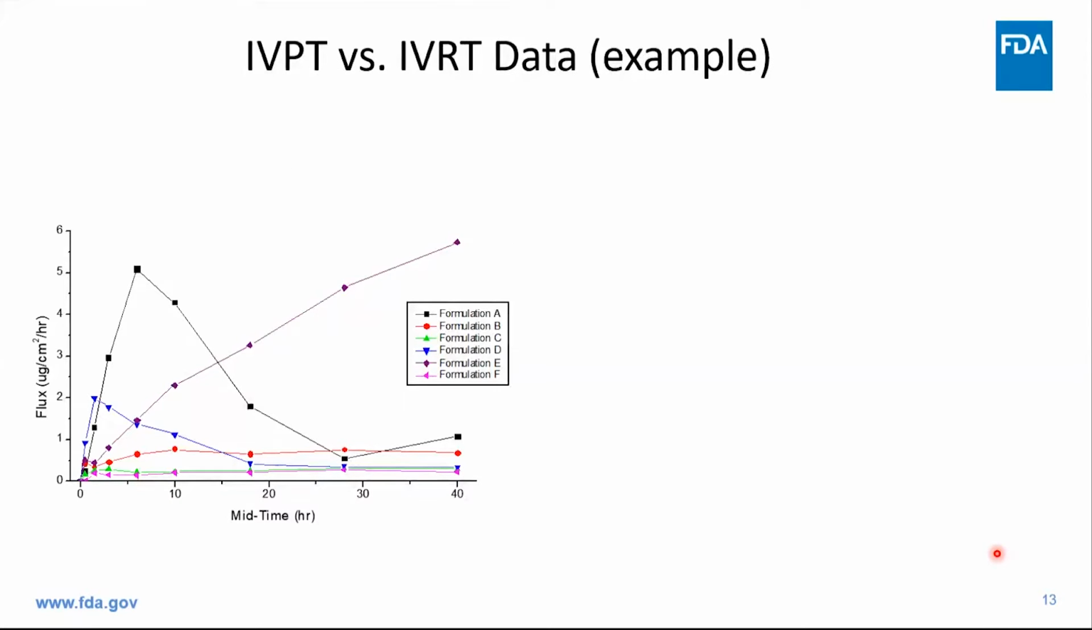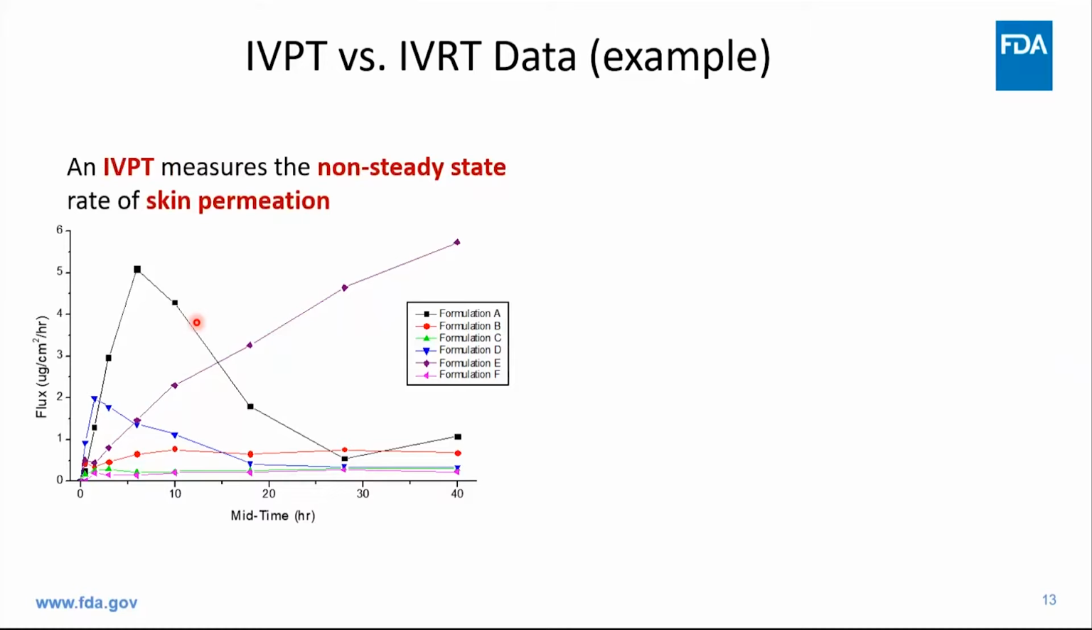Now, here is an example of results from an IVPT study, in this case showing the flux, being the rate, comparing different formulations. And the metamorphosis of these formulations is different, and that's what creates these different flux profiles. Here, flux is a rate, so that's like saying 10 miles per hour, 20 miles per hour, 30 miles per hour. This is a constantly changing rate. It's dynamic. It's not steady state kinetics. And that's important to understand, that IVPT is clinically relevant and measures the non-steady state rate of skin permeation.